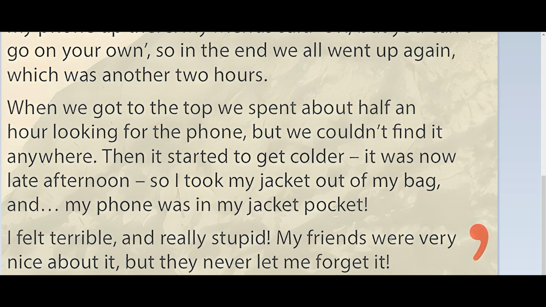Мои друзья были довольно, что такое very nice? Не то чтобы милыми об этом, да, мы обычно переводим слово nice как милые. То есть они вполне спокойно это восприняли. Но они никогда, let me forget it, они никогда не позволят мне это забыть.